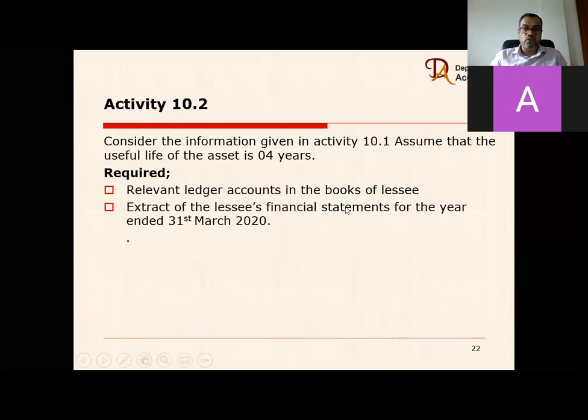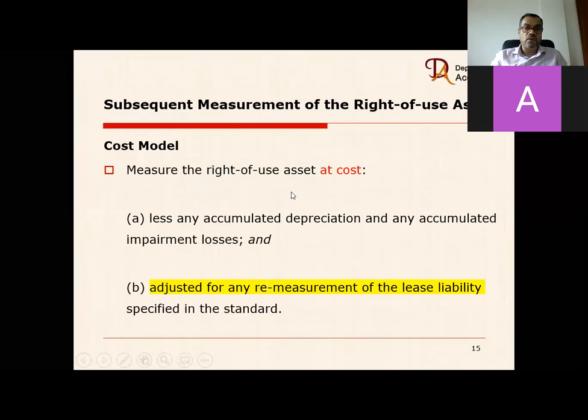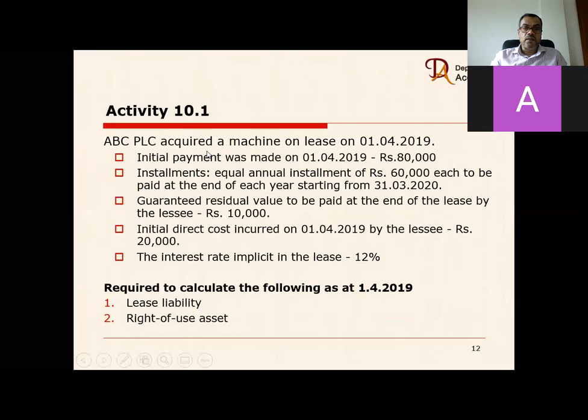What you are supposed to do is prepare the ledger accounts in the books of the lessee and the extracts of the lessee's financial statements for the year ended 31st March 2020. In the example, if you go to activity number 1, ABC PLC acquired a machine on this date. Initial payment was a down payment of 80,000, installments of 60,000 each, and a guaranteed residual value of 10,000, and initial direct costs have been added on. The implicit interest rate is 12.